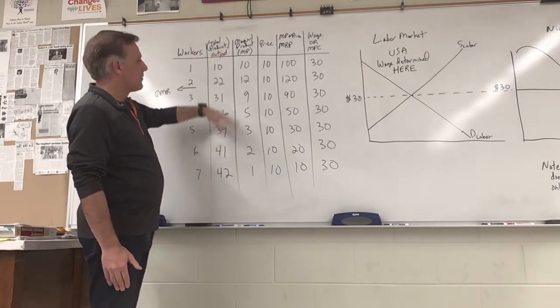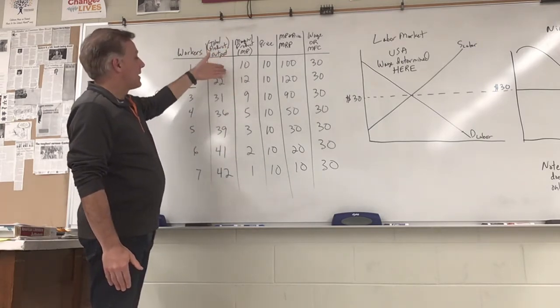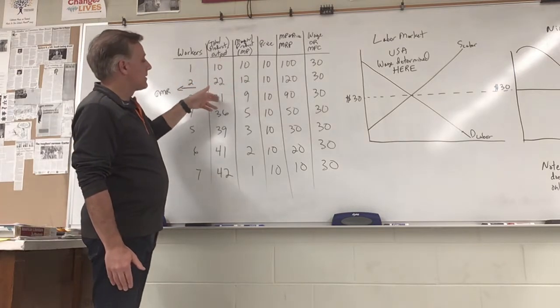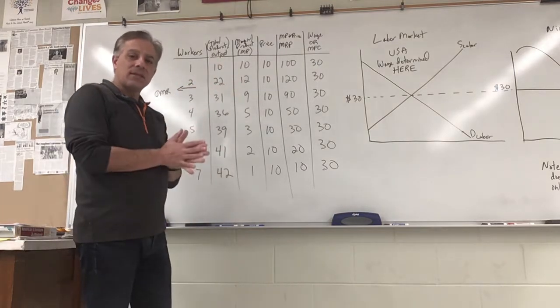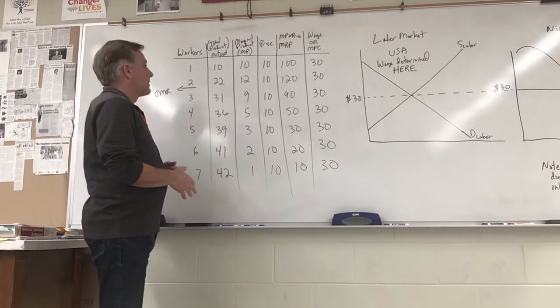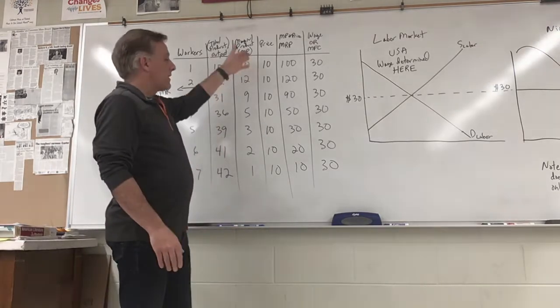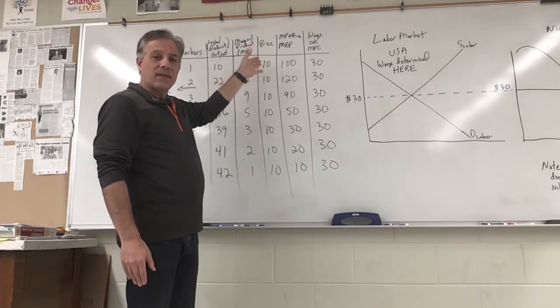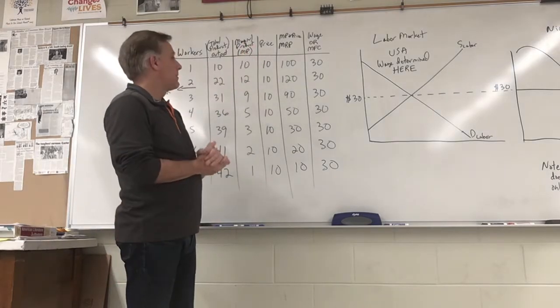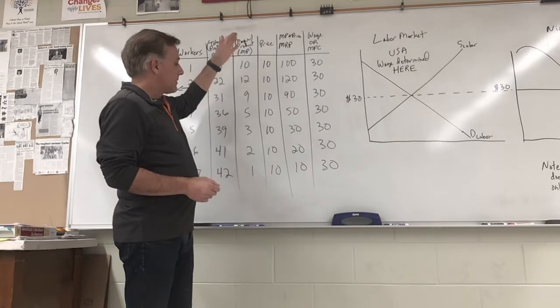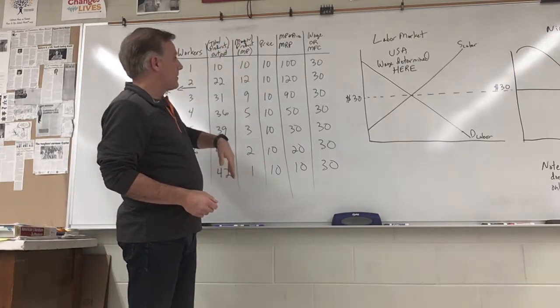So I did the math for you. The difference between 10 and 22 is 12, 22 and 31 is 9, etc. Make sure you know how to do that in case I give you a table and you need to fill something in. The price is 10. We have perfectly competitive pricing, so the price just remains the same all the way through.